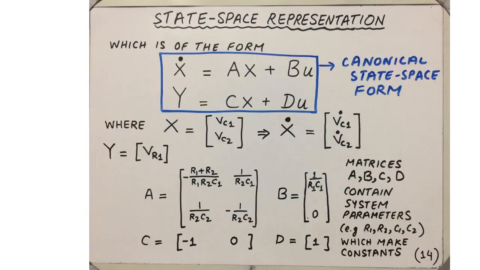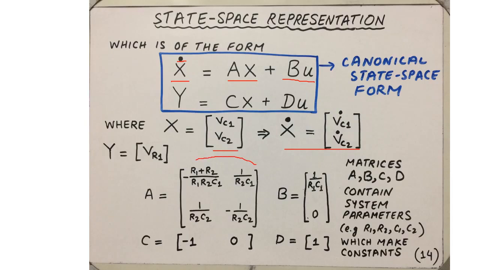So we now arrive at the canonical form of the state space representation, where the vector on the left hand side containing the derivative of the state variable is represented by capital X dot. This dot indicates that this vector contains the derivatives of the state variables with respect to time, so X dot equals A times X plus B times U. So X is a vector containing state variables without derivative, and X dot with derivative.